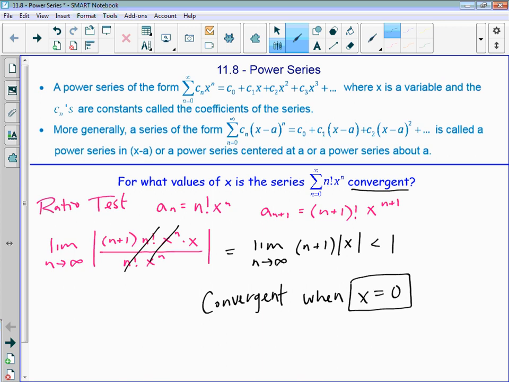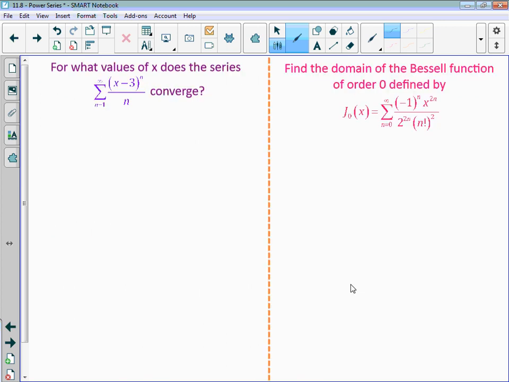Let's go to the next page here. Start the ratio test on the left-hand side.